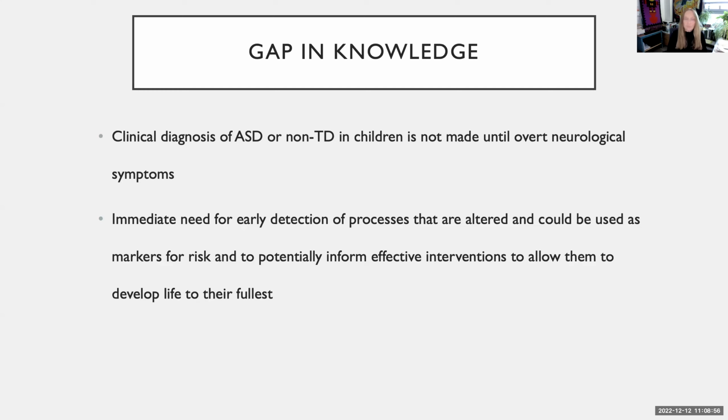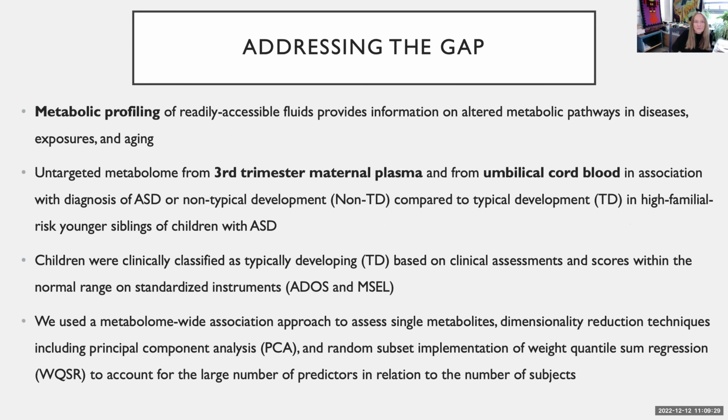So what gap in knowledge were we trying to fill? Clinical diagnosis of autism and non-typical development is not made until overt neurological symptoms appear, and the gold standard right now is 36 months. So there is an immediate need for early detection of processes that are altered and could be used as markers for risk, and to potentially inform effective interventions to allow these children to develop their lives to their fullest.